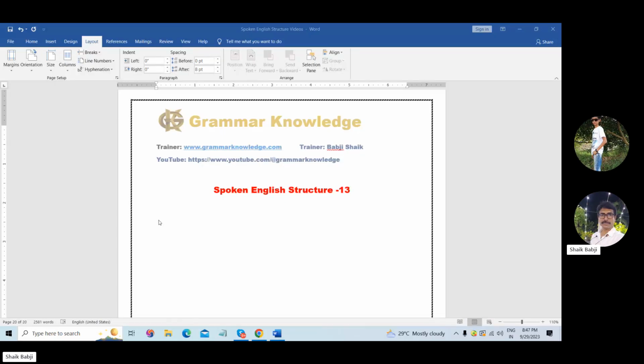Today let's learn the 13th structure. Let's see what the structure is. The structure is: I did not mean to. After "I did not mean to," we have to use V1. Did not mean to plus V1 plus something. This is the structure. Now let's see how we can use this structure.